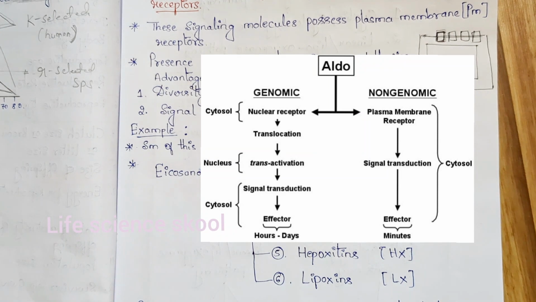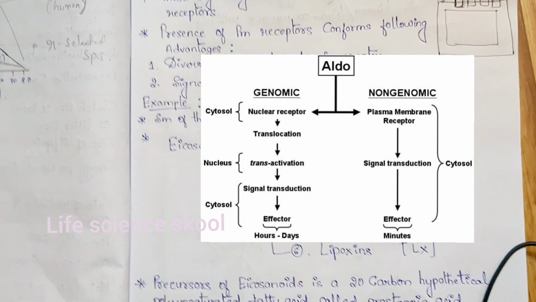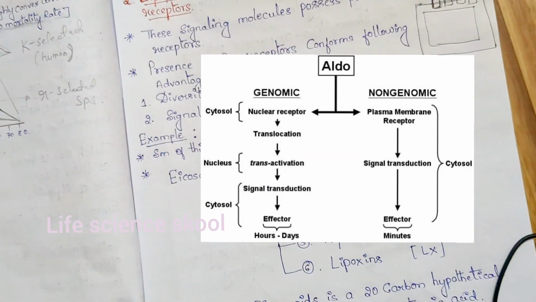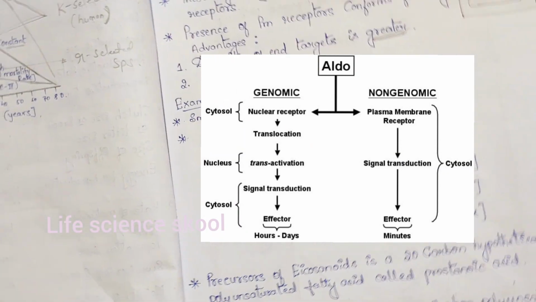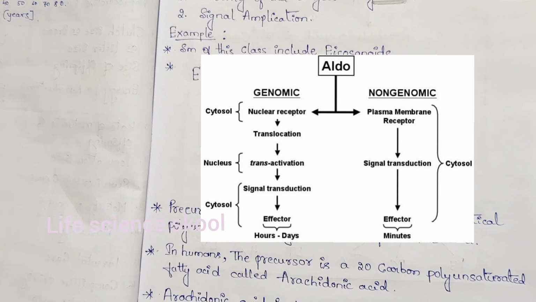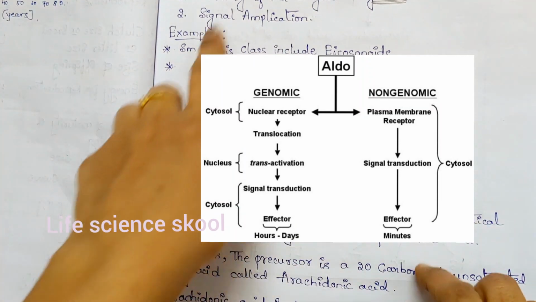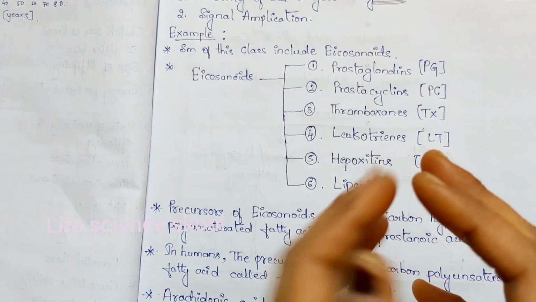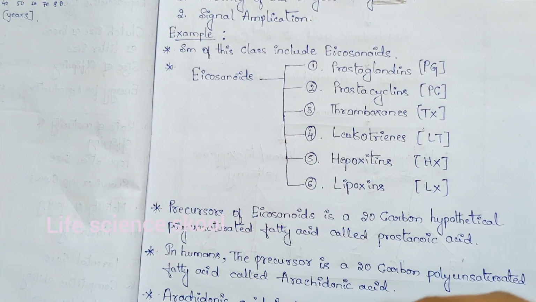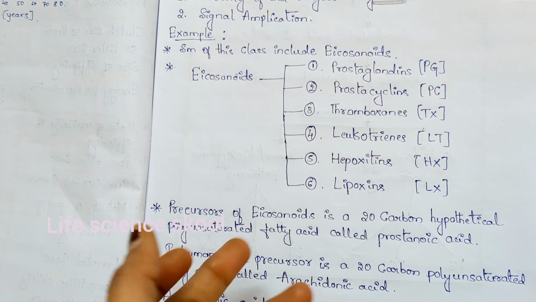But in the case of genomic, what happens? It has to go through translocation and transactivation. It reaches the nucleus, and then the process starts: signal transduction, then signaling mediators, and then end targets and effectors. So it's a long process and takes more hours and days, but non-genomic takes less time. These signaling molecules show both the genomic and non-genomic effects, so the effect will be greater because it is expressed in both ways.